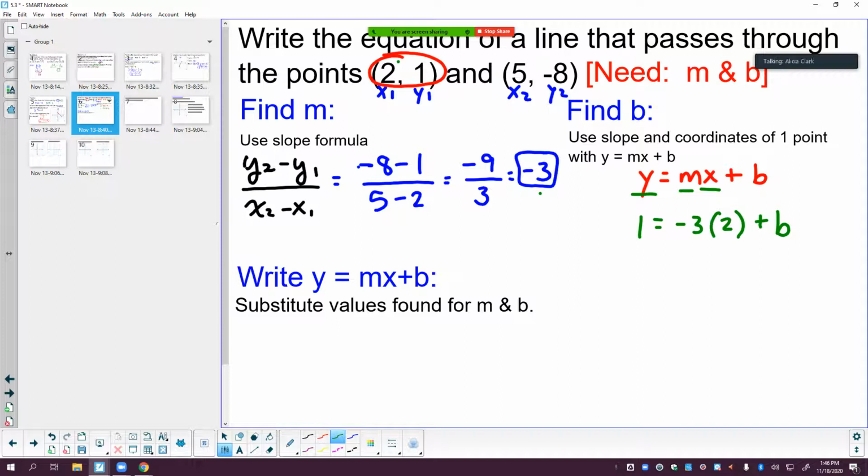Whenever I'm solving, I'm trying to get b by itself. So I have 1 equals negative 3 times 2, which is negative 6, plus b. I'm trying to get b by itself, so I have to cancel out negative 6 by adding 6. That'll cancel, and I get that b is actually equal to 7.